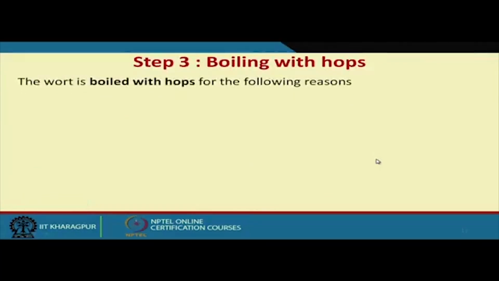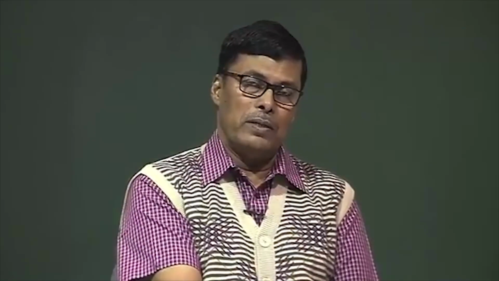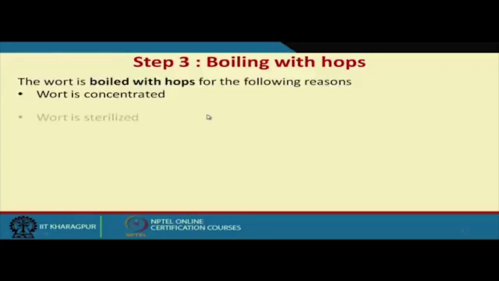Now boiling of hops, that I mentioned in the last lecture, is a very important step as far as the beer making industry is concerned. The main purpose of boiling is that the wort is concentrated, because when you boil it, water evaporation takes place, which concentrates it. Also the wort will be sterilized, so if there are any contaminants present, they will be killed. Then it inactivates the enzymes produced during germination or used during the mashing process.